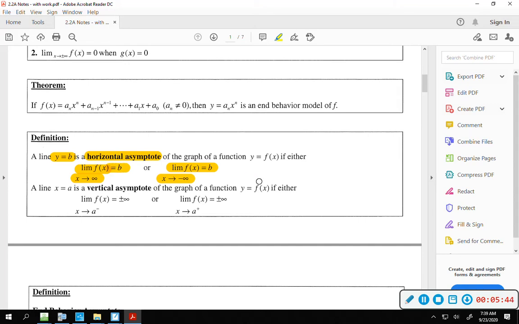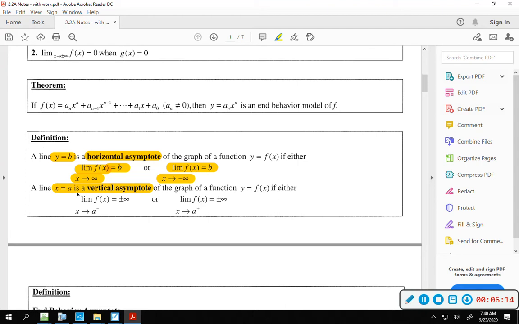Okay? Think about it. This is how we determine whether we have a horizontal asymptote or not. As x gets really large, if the output is getting closer and closer to a constant value, that is the horizontal asymptote. And it doesn't matter if x is going to positive infinity or to negative infinity. Okay? Now that's different than this, a vertical asymptote.